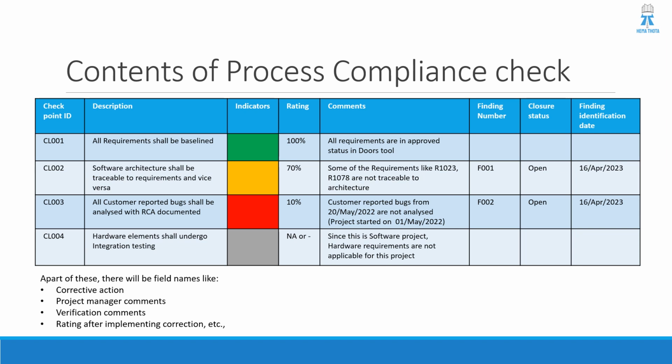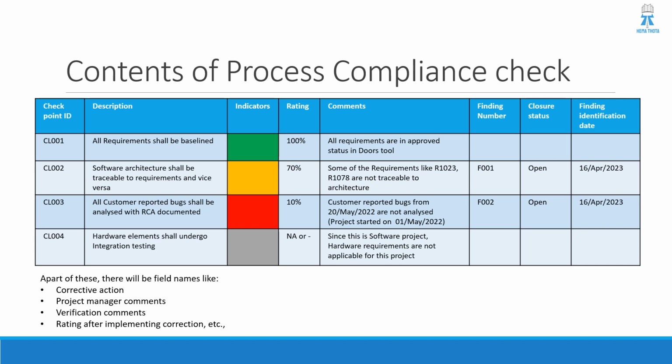That means only for 20 days they just captured, and for the past 1 year they were not tracking it. That means only 10% of the requirement is met, or lesser than 10%. I just give 10%, and it is in red, and it has the finding number F002, and it is in open state, and it is identified today.